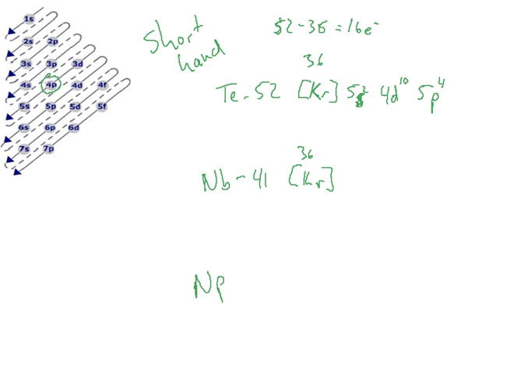So again, we're starting here. To add 5 more, we're going to go from 4p to 5s, and we're going to put 2 electrons in there, and then we're going to go to 4d. So we're still looking for just 5 electrons, so 2 plus what will give us 5? That's right, 3. So our shorthand notation for Nb would be krypton in brackets, 5s2, 4d3.